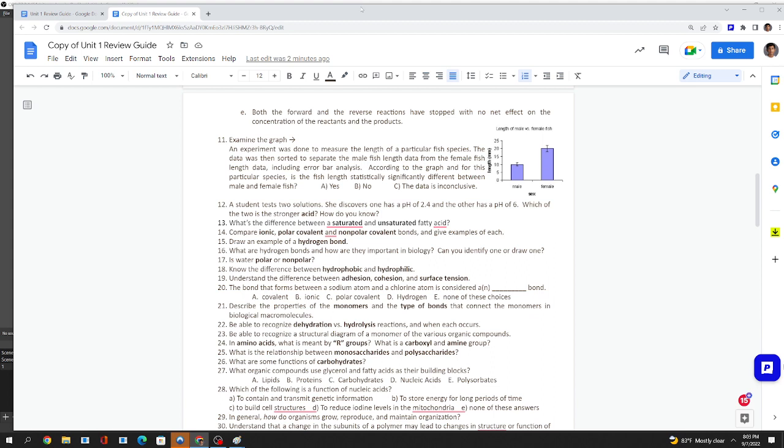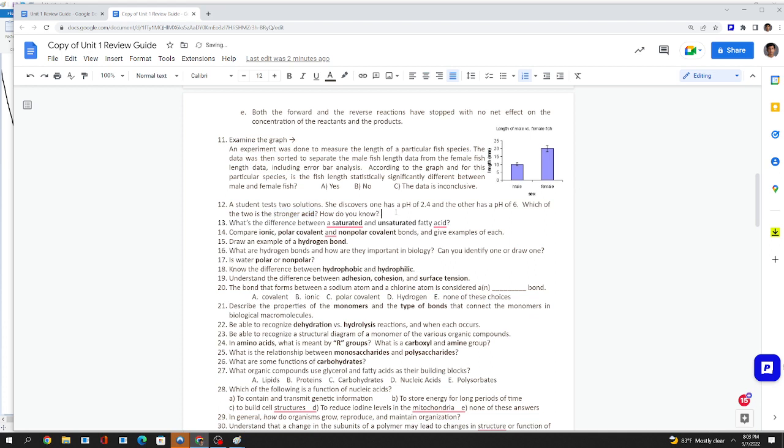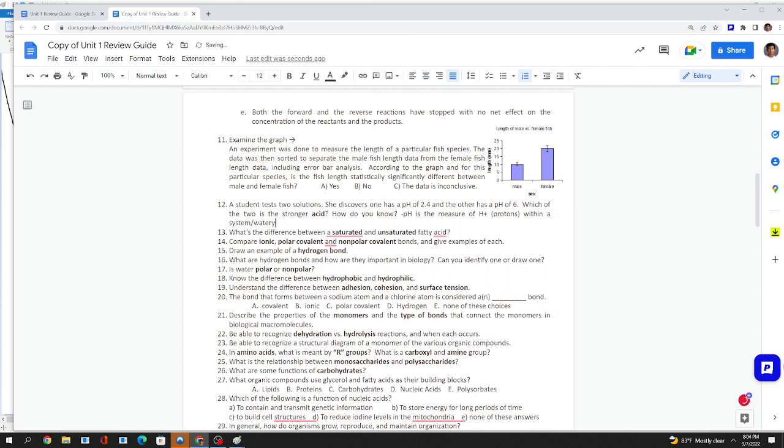12. A student has two test solutions. She discovers one has a pH of 2.4 and the other has a pH of 6. Which of the two is a stronger acid? How do I know? Okay. So, what is pH? pH, in simplest terms, is the measure of H plus protons within a system, typically a watery solution.